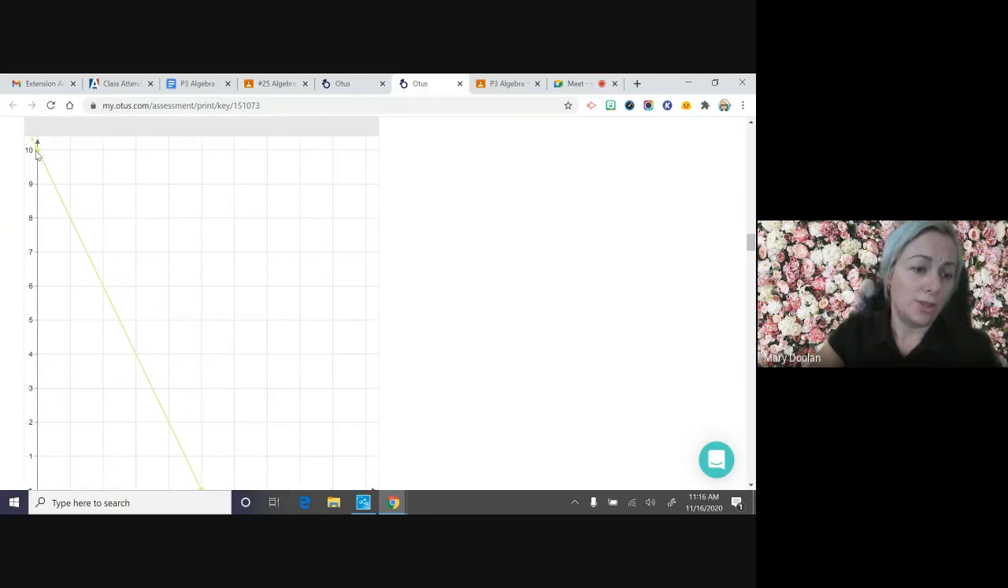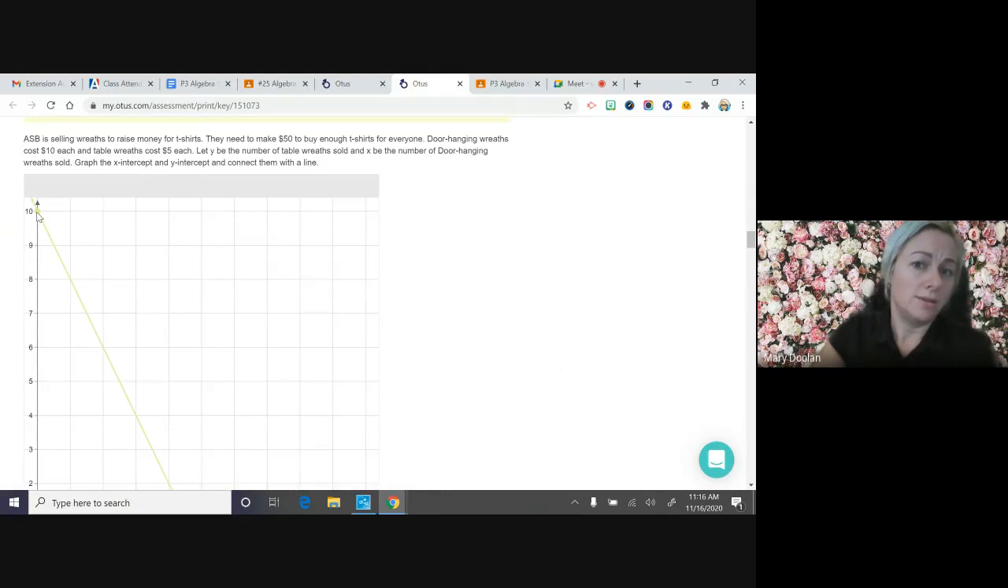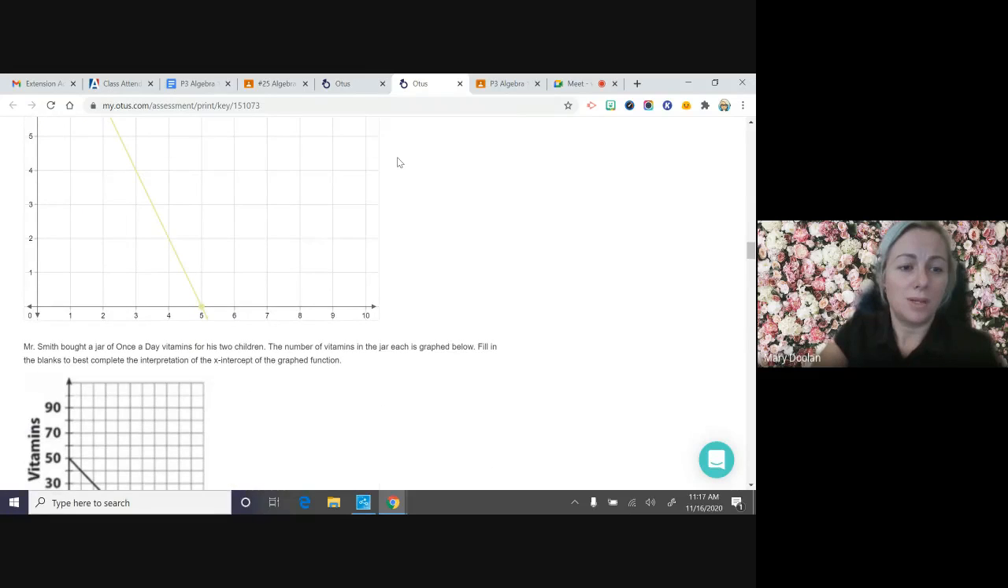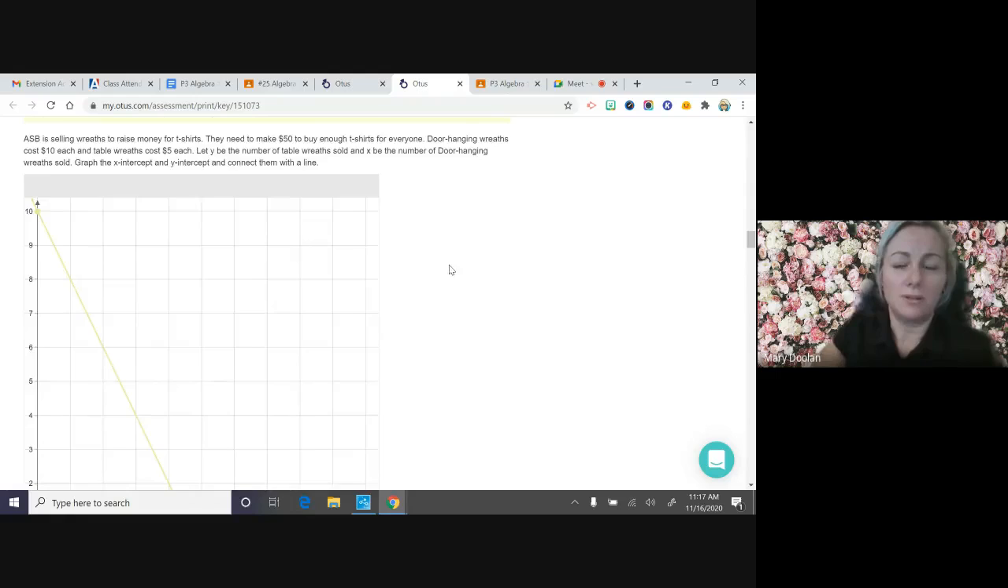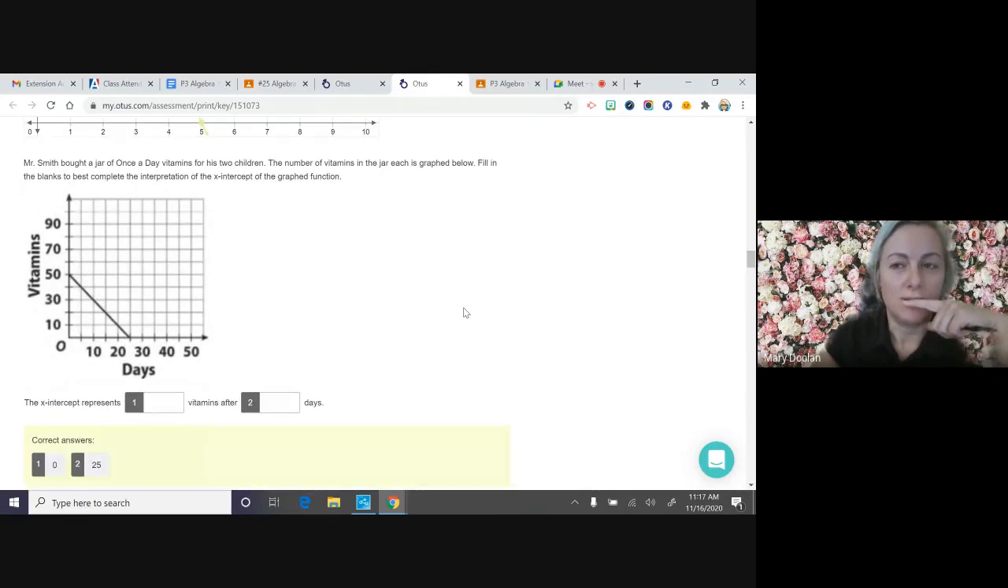What you had to do is figure out that the y-intercept is 0, 10, because y is the number of table wreaths. I feel like that problem got mixed around, because table wreaths, they say they're $5 each. Yeah, I feel like this one's backwards. So that might be an issue. I'm just going to scratch that one for right now, okay? That might be a mistake. Let's just move on to the next one.